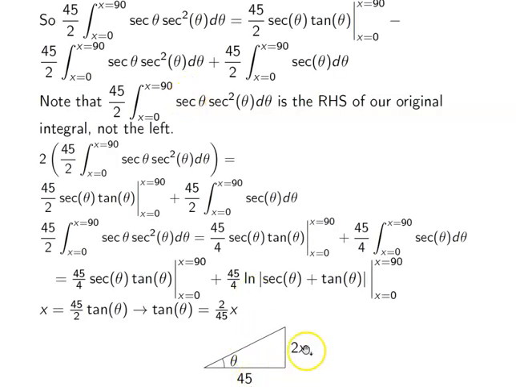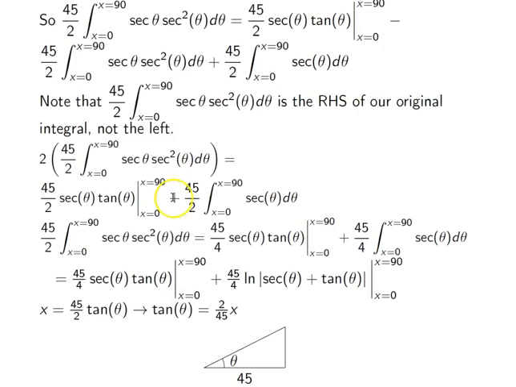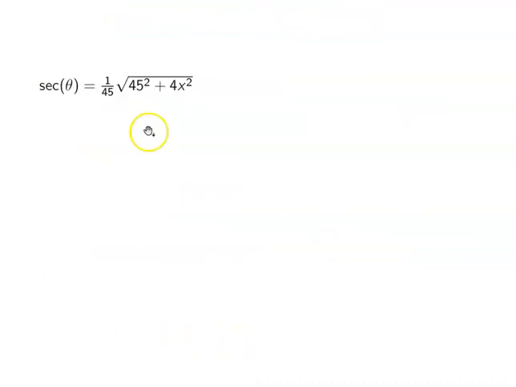So I square this, take the square root, and then divide that by the opposite because, let's see, this hypotenuse is 45 squared plus 2x being squared, square rooted. So that's the hypotenuse. Remember, secant is the hypotenuse over the adjacent, right? It's the reciprocal of cosine. So I have the hypotenuse over the adjacent, and we'll just go ahead and start to simplify that, okay?